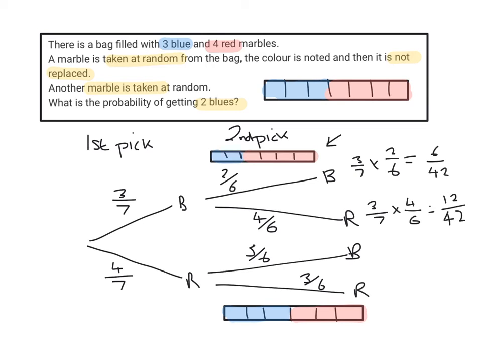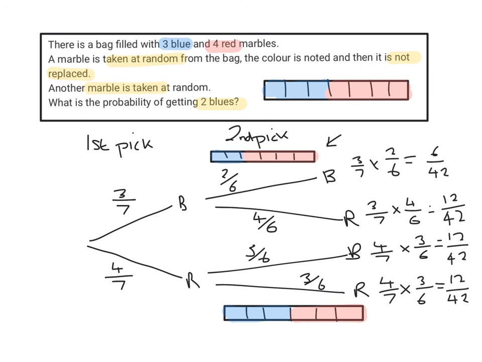Red and a blue, 4 out of 7 times 3 out of 6, 12 over 42. And then a red and a red, which is 4 out of 7 times 3 over 6, which is 12 over 42.